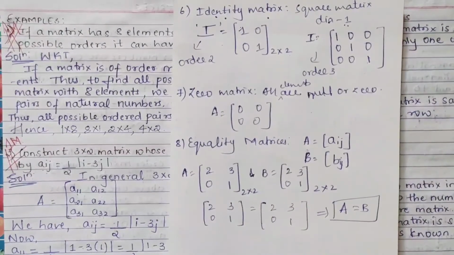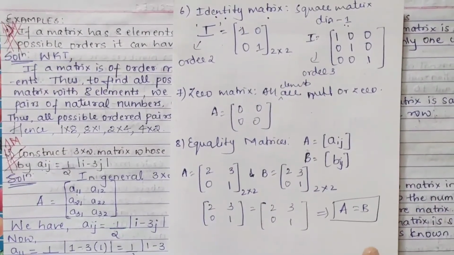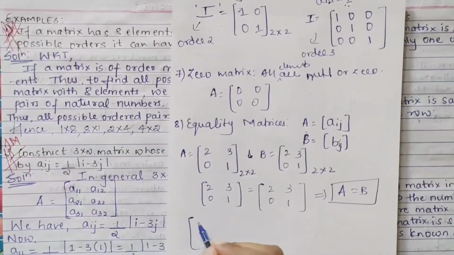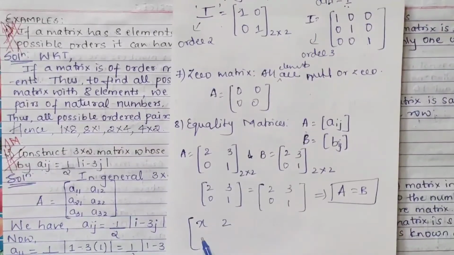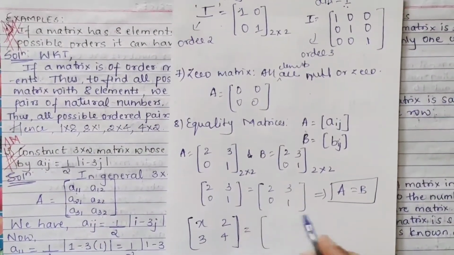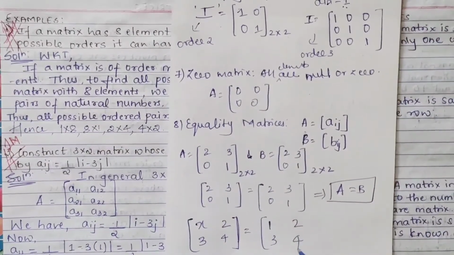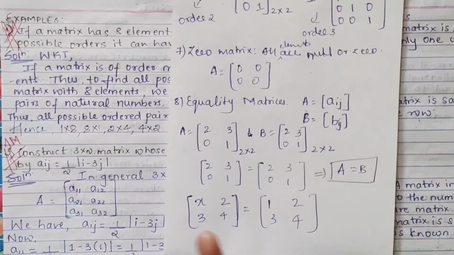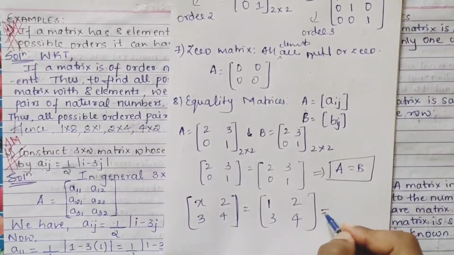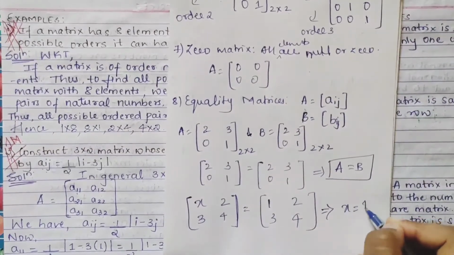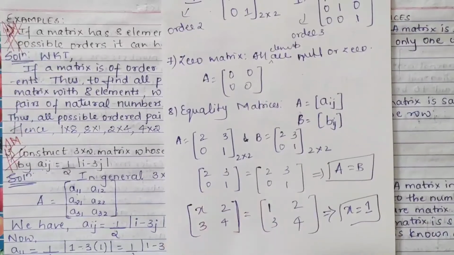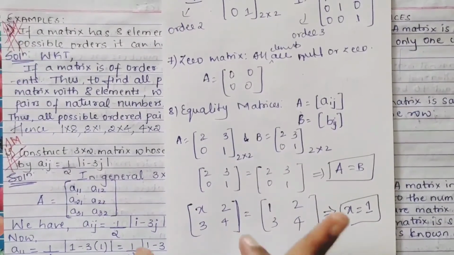They will give you like this, and they may ask you to find your x, y, z. So suppose you have x, 2, 3, 4 here, and here you have 1, 2, 3, 4. And they are telling you it is an equal matrix, so it means you equate only, right? So if they ask what is your x value, obviously it will be 1. Such questions arise. These are the 8 terminologies which you have to know.